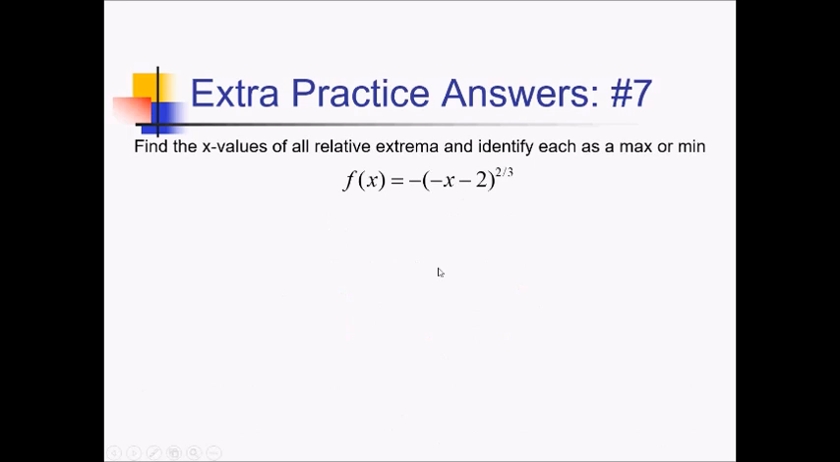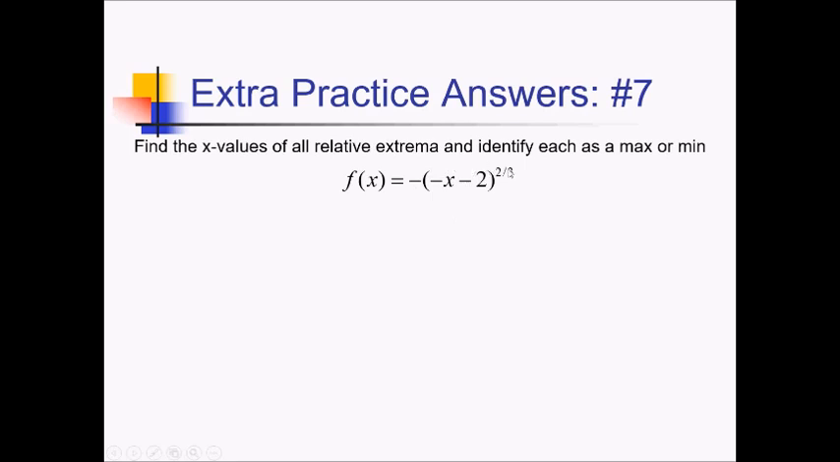On this one, I want to find the relative mins and maxes for this weird looking function. So let me start by taking the derivative, because I'm looking for f prime sign changes when I'm looking for relative mins and maxes. The derivative, well, this is going to require a little bit of a chain rule. We have negative something to the 2/3.